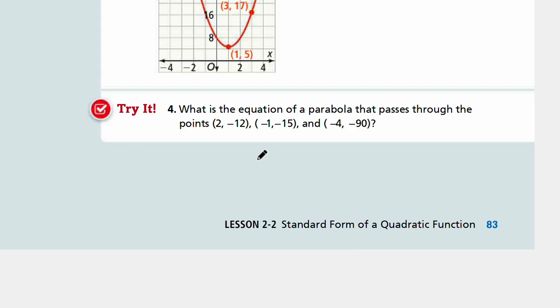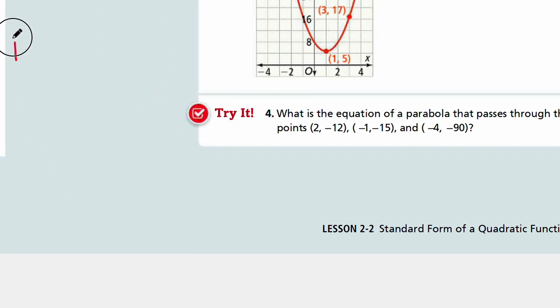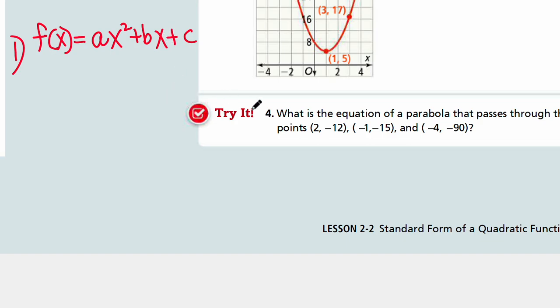Okay, are you ready? What is the equation of a parabola that passes through the points (2, -12), (-1, -15), and (-4, -90)? So again, step 1, you're going to write the system of equations using substitution, right? So remember, the standard form of a parabola would be f of x equals ax squared plus bx plus c, right? And then you're going to plug in these numbers.